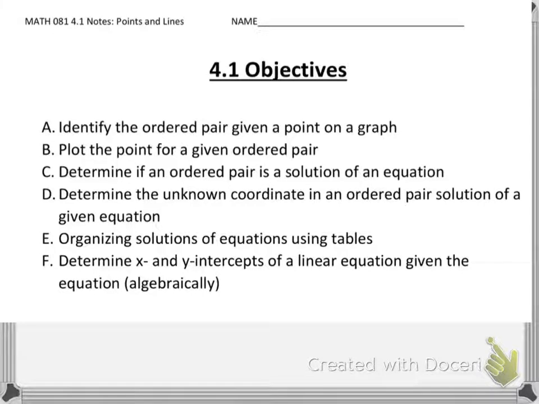Hi everyone, and welcome to this Math OOD 1, Chapter 4, Section 1 video on points and lines. In previous videos, we have covered the first 5 objectives. So in this video, we will cover the last objective, which is to determine x and y intercepts of a linear equation, given the equation in algebraic form. So let's get started.